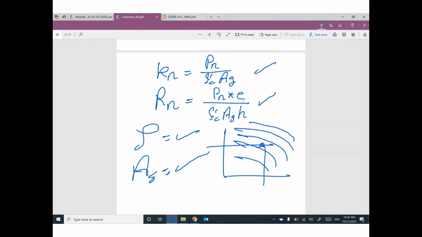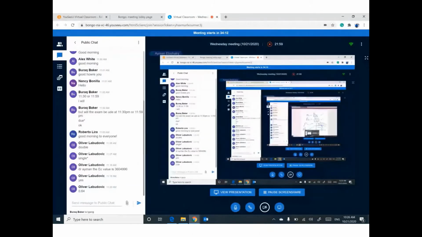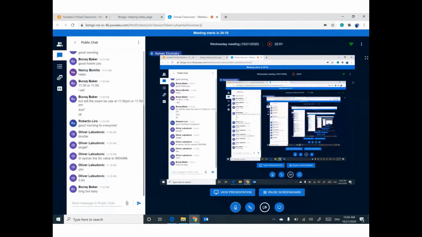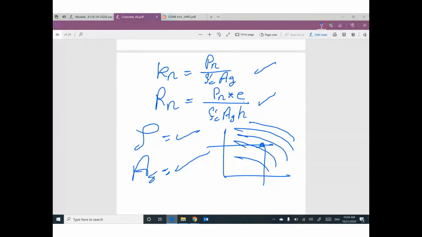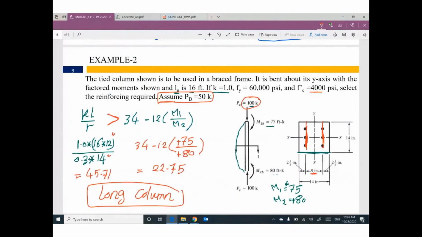What do you think? Looks good? Long but easy, yeah. It should be long because you are staying at home and you will solve the exam at home. So this point is very important. Please make sure. Probably I will give you the problem without saying it's long or short.